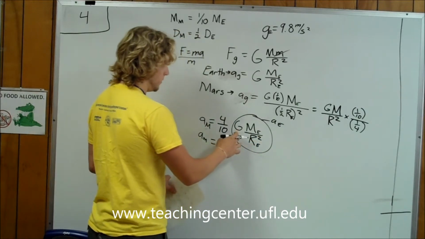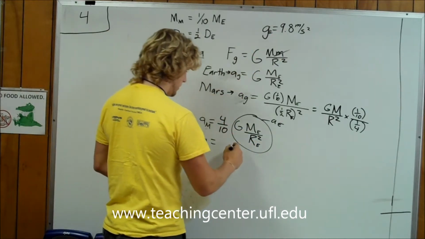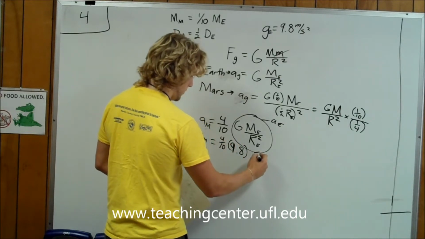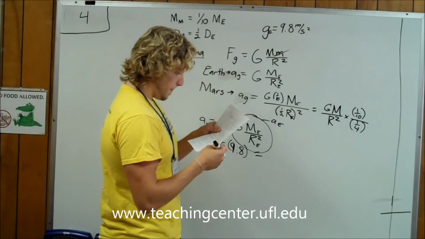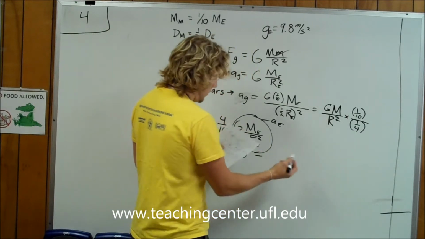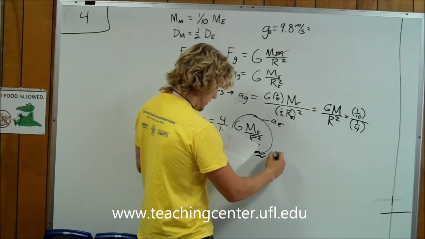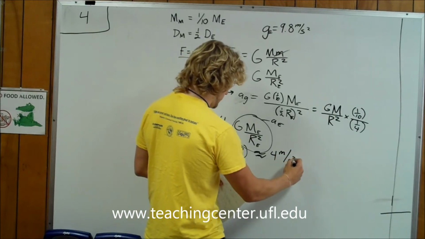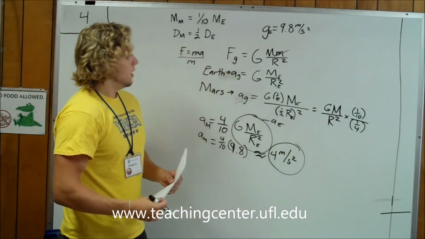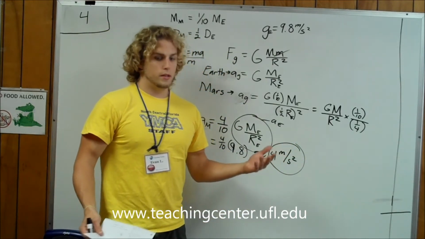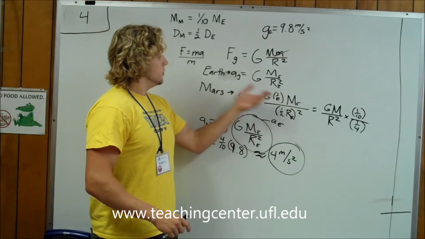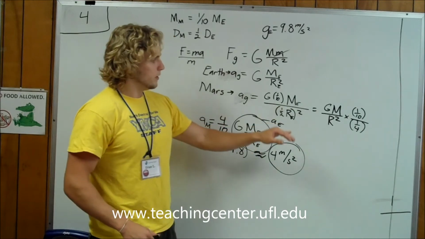So that means that we have to multiply 9.8 times 4/10, which equals around 4 meters per second squared. Okay? That's the answer we're looking for. I made it a little bit more complicated than it had to be because I wanted to show you how to plug in variables and substitute so that you can do these kinds of problems.